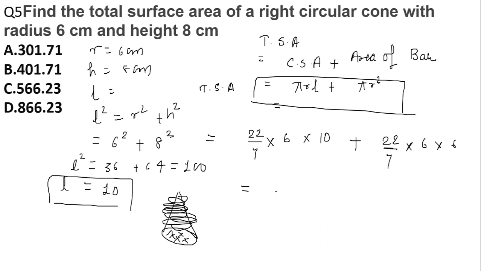So this will give us, I have already calculated this, 1320/7. It means 132. Yes, am I right? 132 into 10. This will give me 1320/7 plus again 132 into 6. This will give me 792/7. Yes, am I right?